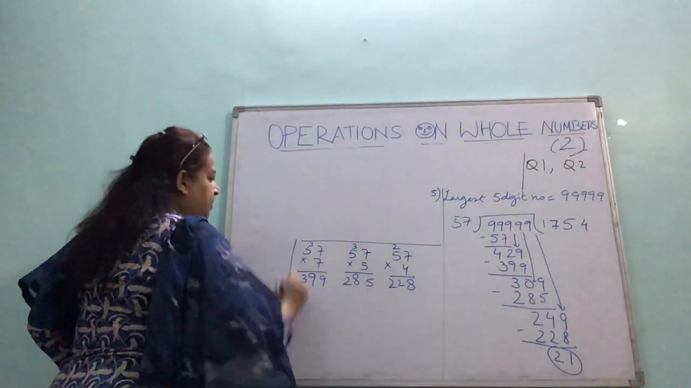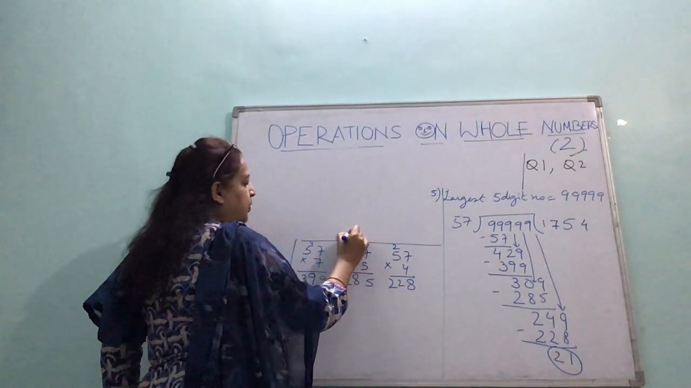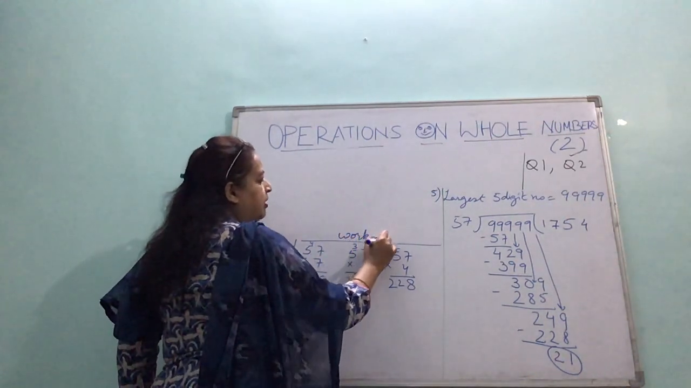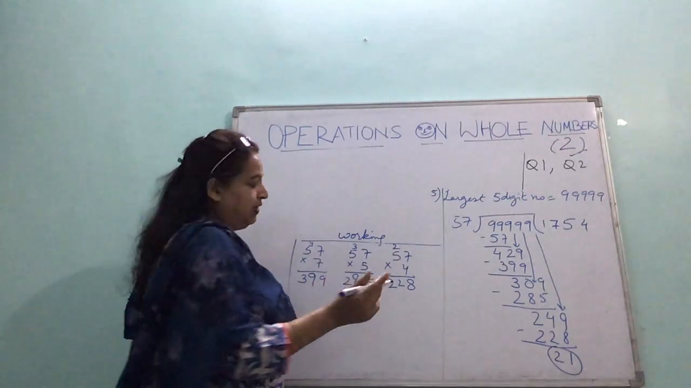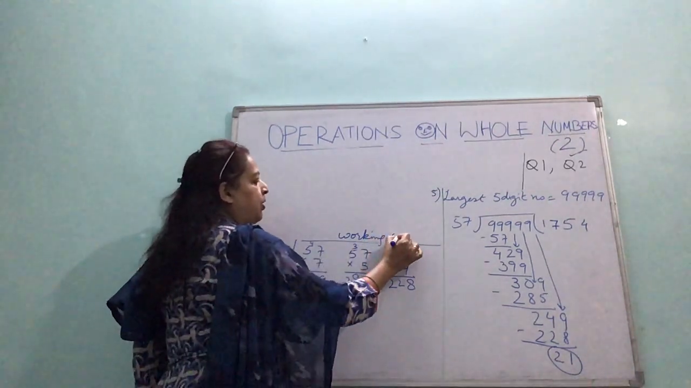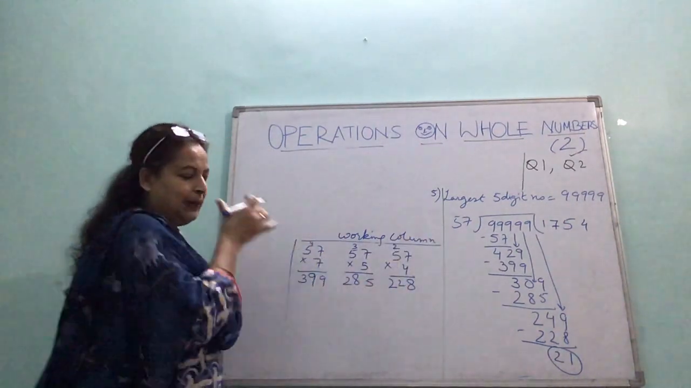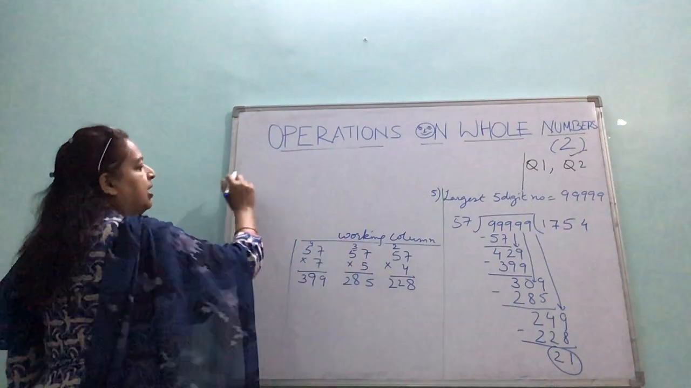So, well, this is my working column. In your notebook, you will remember, this is your working column. Don't ever write rough work. I don't actually understand it. Nothing is rough work. It has to be done, but it is a working column. Well, in your register, you should maintain a working column. Don't write rough work. Okay.